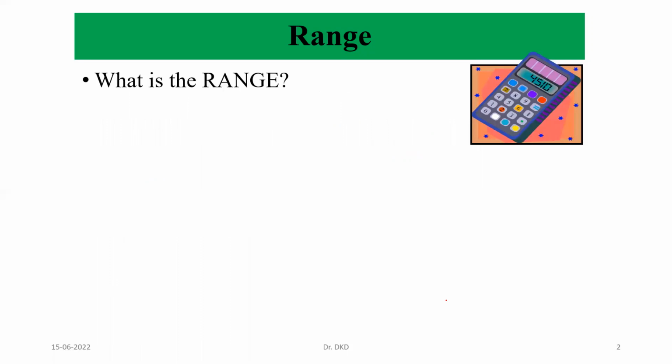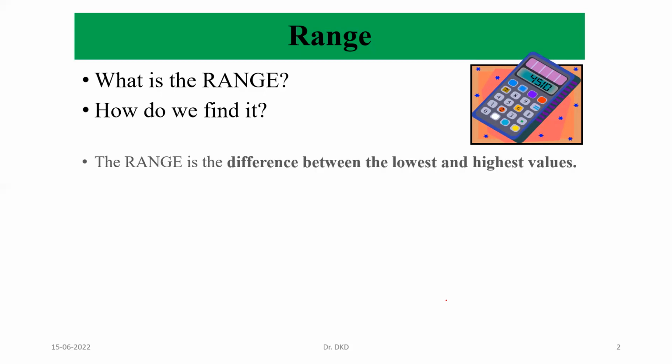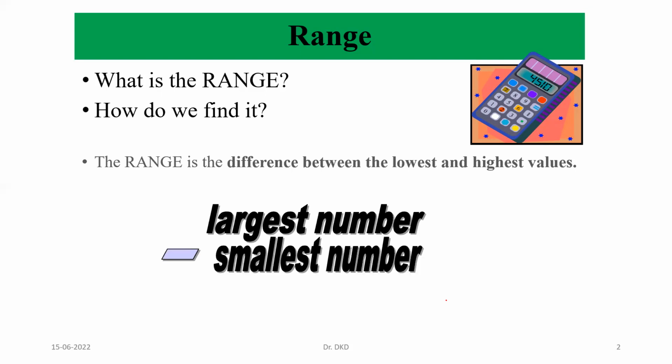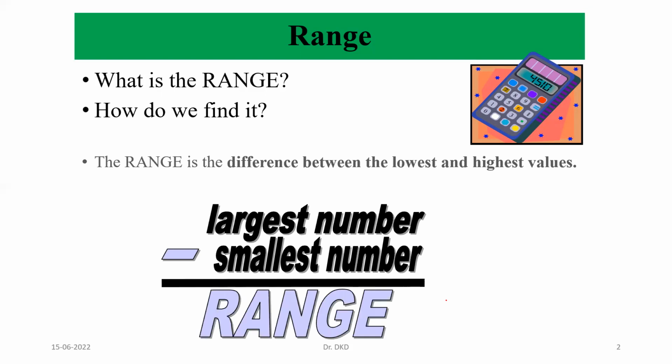So the point is, what is the range? As we said, the maximum value in a given data set minus the minimum value, or the largest value minus the smallest value. And how do we find it? The range is the difference between the lowest and highest value, so largest number minus smallest number is known as the range. Now we'll understand with the help of examples.